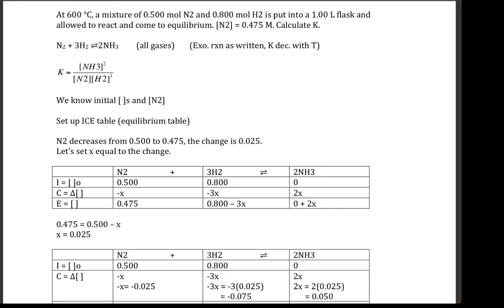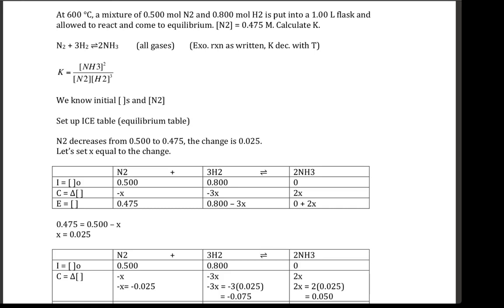The initial row is the initial concentrations. So we have 0.500 for N2, 0.800 for H2, and 0 for NH3, because there's no mention of it, so there must be none of it initially present. The second row is the change, C. That is the change in concentration.